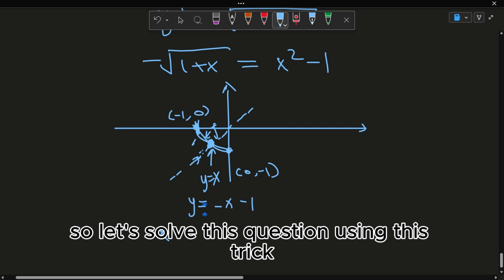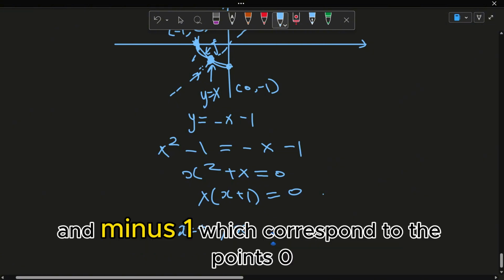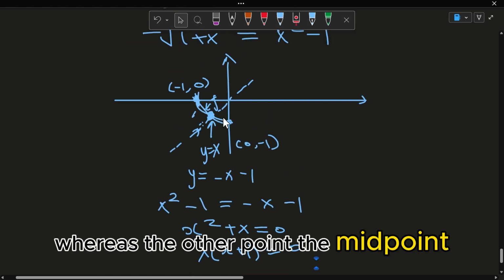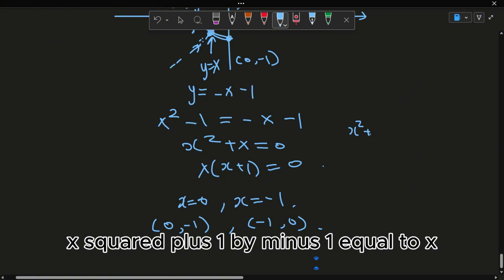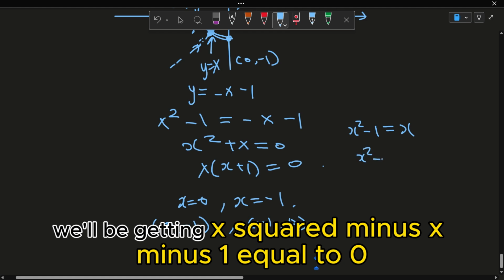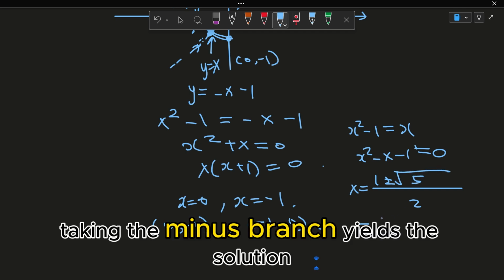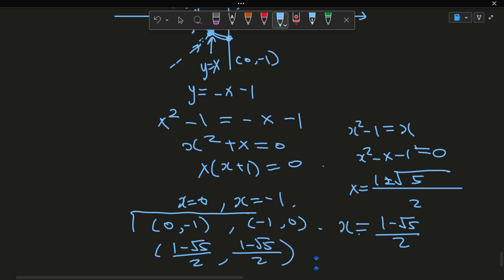So let's solve this question using this trick. That just gives us 0 and -1, which correspond to the points (0, -1) and (-1, 0), as expected. Whereas the other point, the midpoint, will be essentially the negative branch of √(x + 1) - 1 equal to x. In this case, we'll get x squared - x - 1 = 0, and x equals... taking the minus branch yields the solution. So the set of intersections is these 3 points.